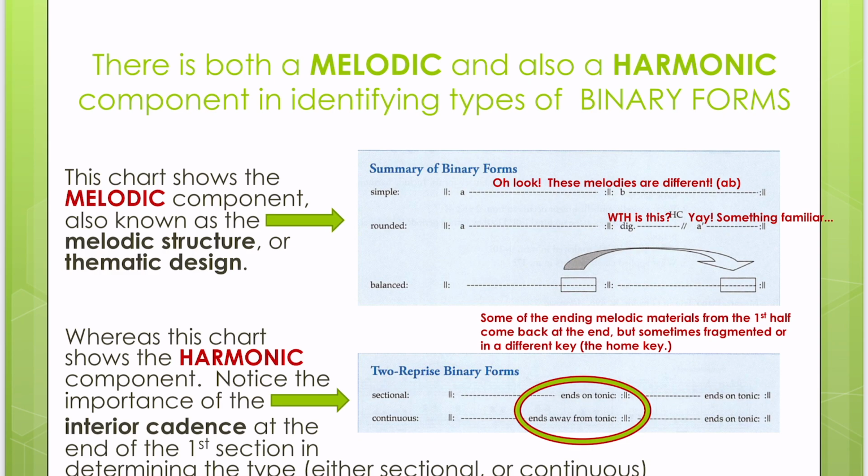Now let's talk about the harmony. The little chart at the bottom shows the harmonic component of the binary forms. And there's one place that you need to look at, and I have circled it in this green with red rings around it. You need to look at that interior cadence. This one's a lot easier to memorize, the harmonic component. A binary form is sectional if that interior cadence ends on the tonic key. But the binary form is continuous if that interior cadence does not end in the tonic of the home key.